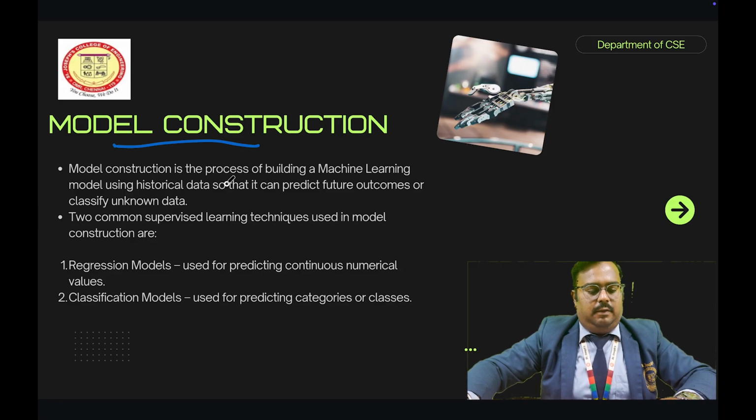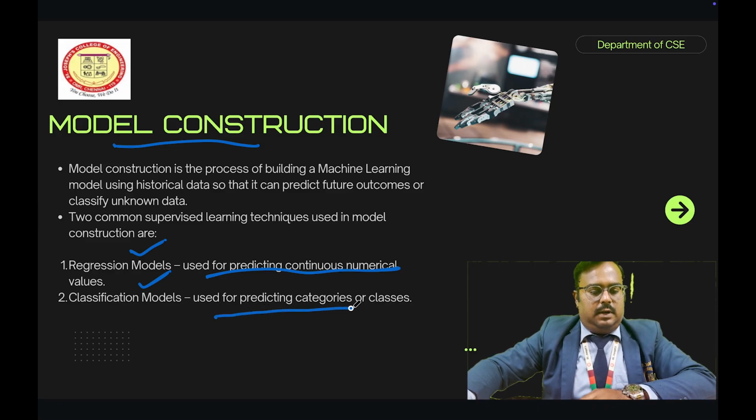Normally we have two common supervised learning techniques used in model construction: one is the regression model and another one is the classification model. First of all, what is meant by regression model? A regression model is used for predicting continuous numerical values. So next one is the classification model. A classification model is used for predicting categories or classes.